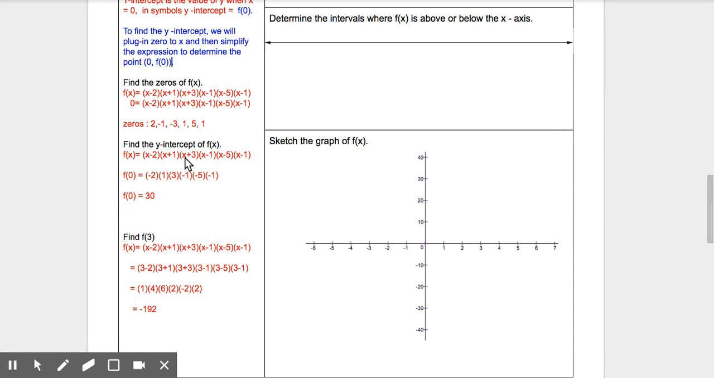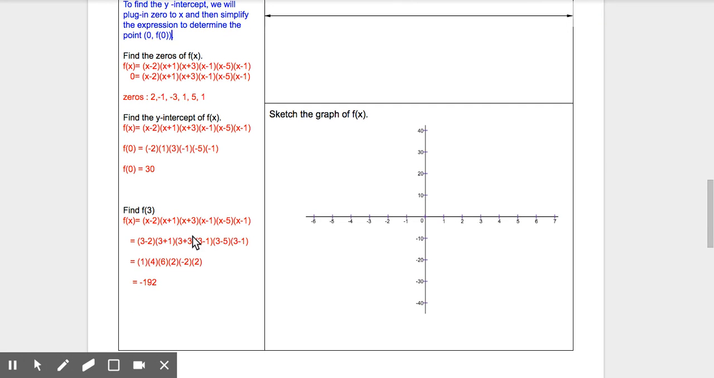For this one, we'll have 0 plus 3, and that's going to give us 3. And here, it's going to be 0 minus 1, so that's going to give us negative 1. 0 minus 5 is negative 5, and 0 minus 1 is negative 1. Then we multiply all of these, and we're going to get 30. So f of 0 equals 30. This is the y-intercept.